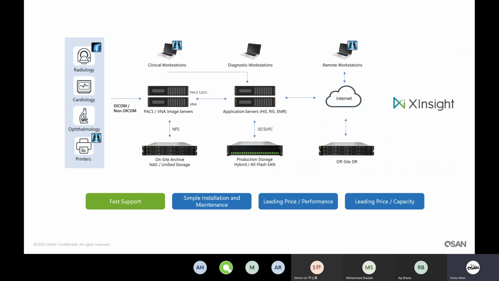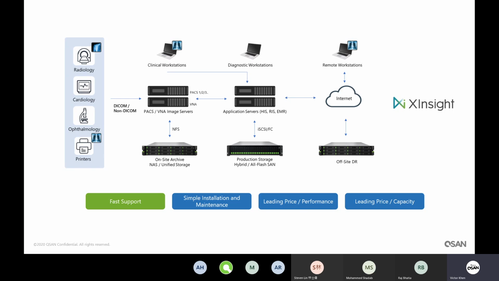Other benefits from having the all-QSAN or partially QSAN solution: we are famous for our support because we can usually reply within 15 minutes to pretty much any support ticket. Also, we have simple installation and maintenance because the UIs of all our SANs are very similar, as well as our NASes, and they are extremely simple, so everybody can figure them out. Also, compared to pretty much all A-brand vendors, we provide a much better price for the performance, and we've been a leader in the price-performance ratio on StorageReview for quite some time.